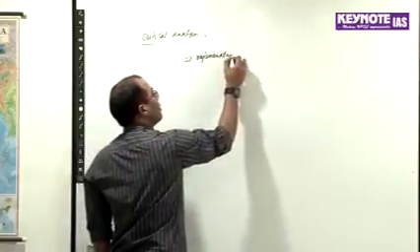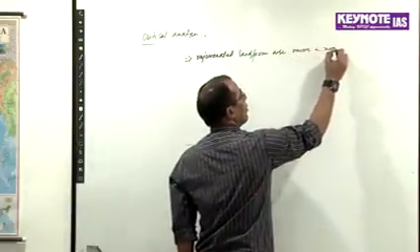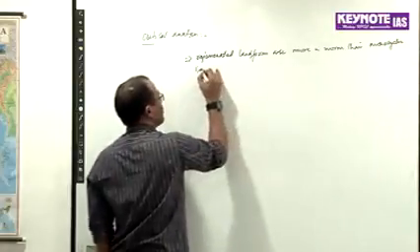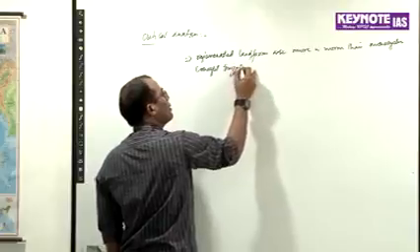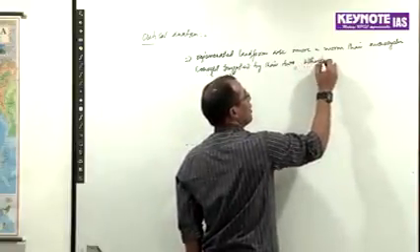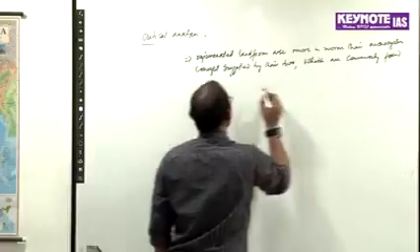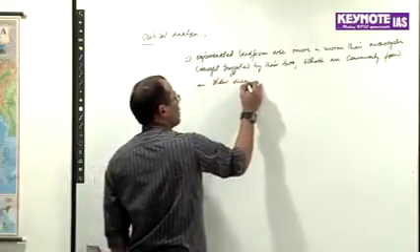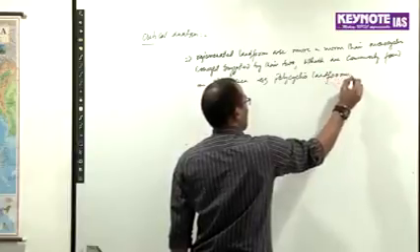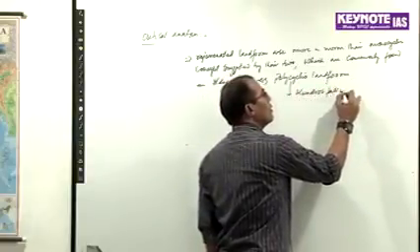Rejuvenated landforms are more a norm than the monocyclic concept suggested by these two, which are commonly found in the older areas. For example, polycyclic landforms. The best example is Hundru Falls in Chotanagpur Plateau.